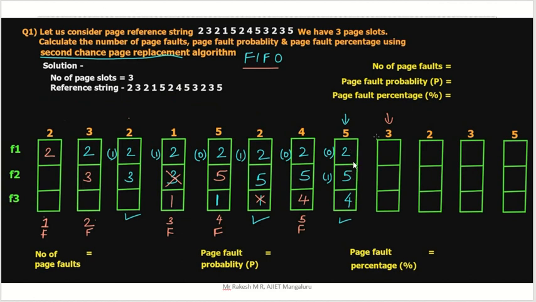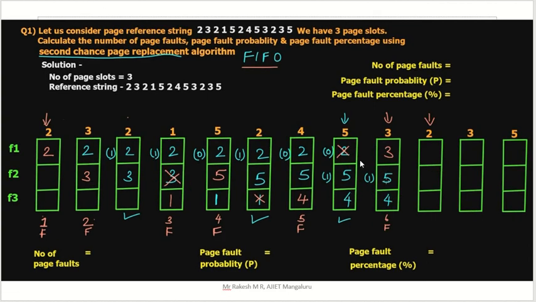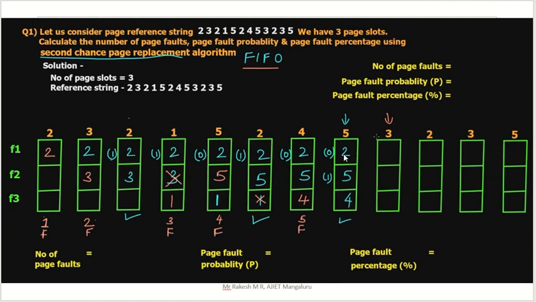3 is not there. So which one do we have to replace? Which algorithm do we have to use and which one do we have to replace? So they replaced 2 with the 3. Can you tell me why they replaced 2 with 3? Here compare 2, 5, 4. Out of 2, 5, 4, 2 is the least asked, right? So replace this one, 2. Okay, we have to replace 2.